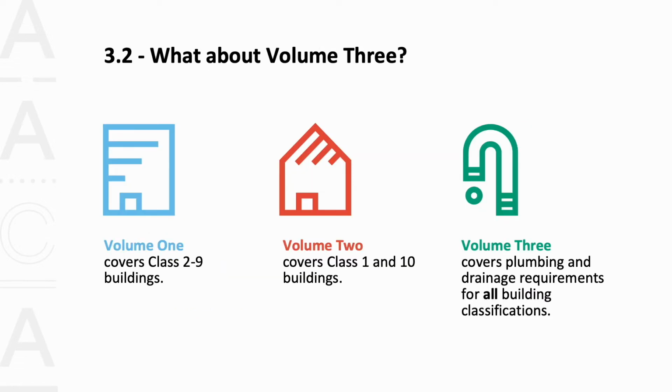But what about Volume 3? As architects, we don't hear a lot about Volume 3. However, designers and builders building any class of building will need to refer to Volume 3 for performance requirements related to plumbing and drainage. So you can see here, Volume 1 covers Class 2 to 9 buildings, Volume 2 covers Class 1 and 10 buildings, and Volume 3 covers plumbing and drainage requirements for all building classifications.